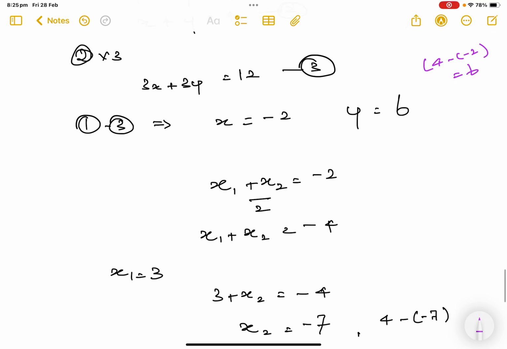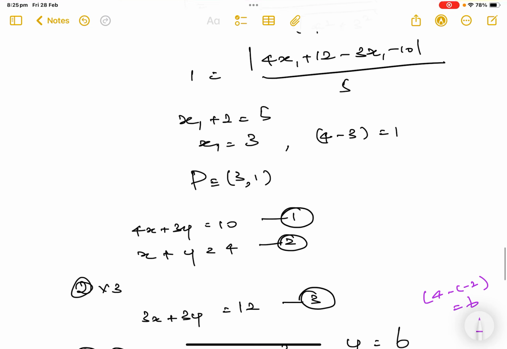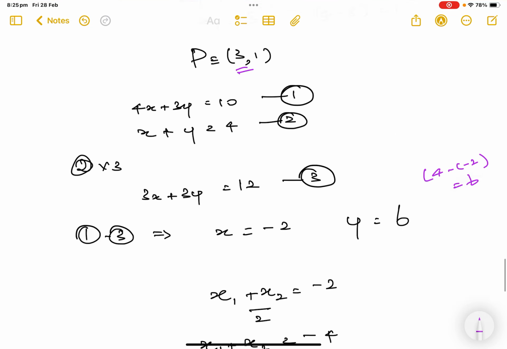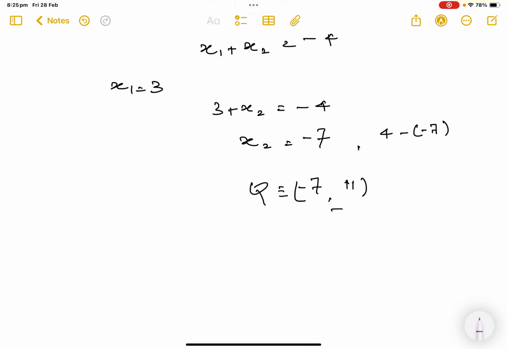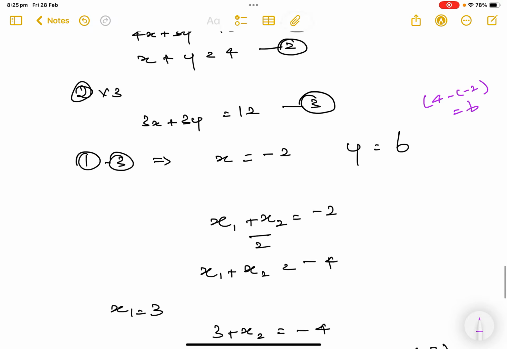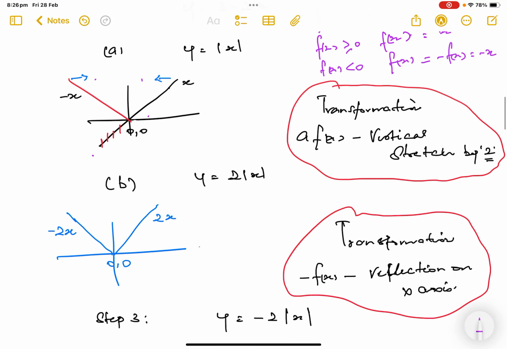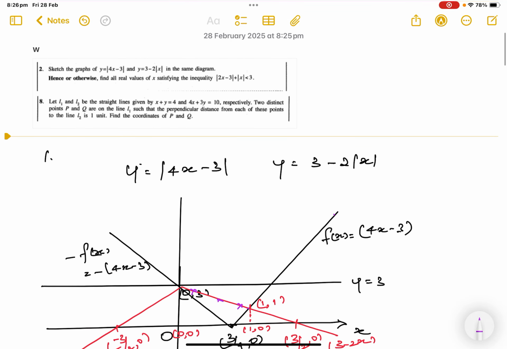X1 is 3, the P coordinate. If you substitute that, x2 is minus 7. And then, of course, y is 4 minus minus 7, which is 11. So that is the coordinates of Q, and this is the coordinates of P. That is exactly what we have been asked to find: the coordinates of P and Q.